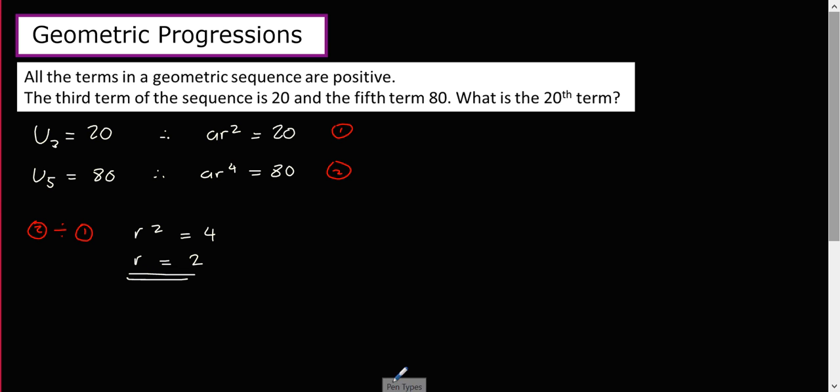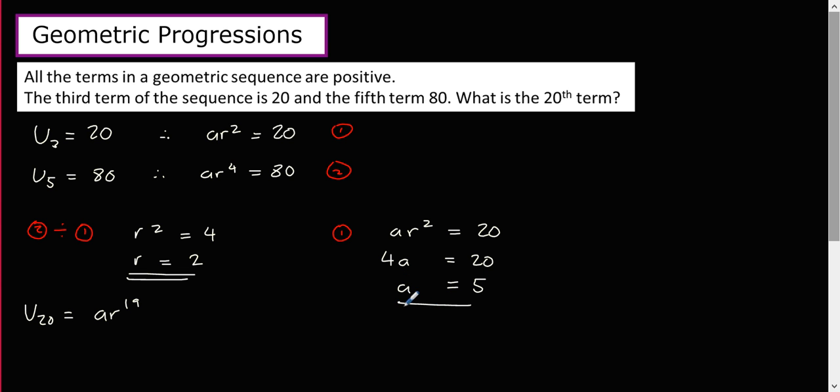Now we just need to work out, so hang on a second, what's the 20th term? So u20 is going to be a multiplied by r to the power of 19. We know what r is. We don't know what a is. So we're going to go back to equation 1, use either. If we've got that ar squared equals 20, and we know that r equals 2, that means that 4a is 20, means that a is going to be 5.